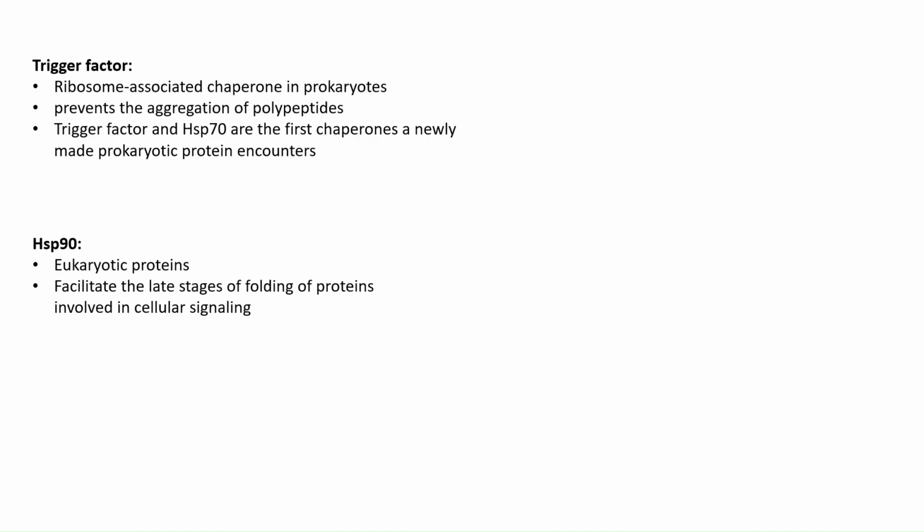Now, apart from HSP70 and chaperonins, two other molecular chaperones are there. One is trigger factor. Trigger factors are found in prokaryotes and are associated with the ribosome. They prevent the aggregation of polypeptides. Trigger factor and HSP70 are the first chaperones that a newly made prokaryotic protein encounters, so these are the first chaperones that help to fold the unfolded protein. Next is HSP90. It is a eukaryotic protein which facilitates the later stage of folding of proteins involved in cellular signaling. So these are two more molecular chaperones that help in protein folding.